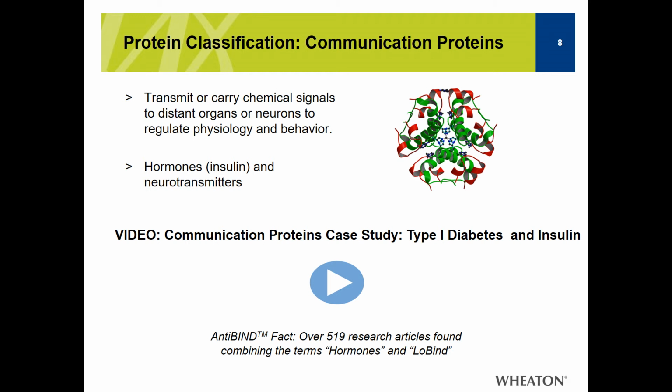So communication proteins, basically they relay some messaging from point A to point B. They transmit or carry chemical signals to distant organs or neurons, which in this case would be neurotransmitters. Examples are hormones, for example, insulin, and neurotransmitters, and there are several of them out there.